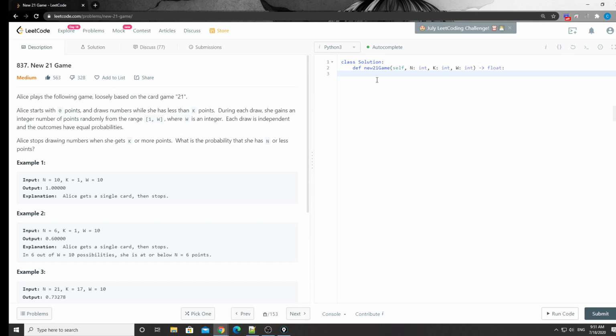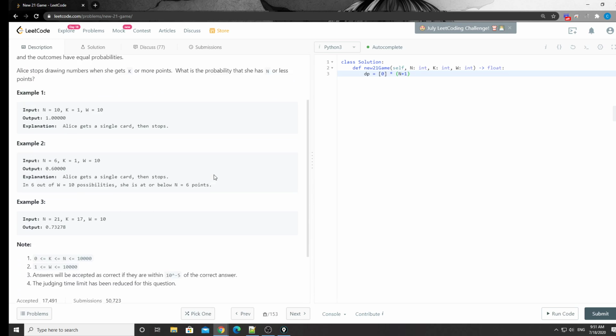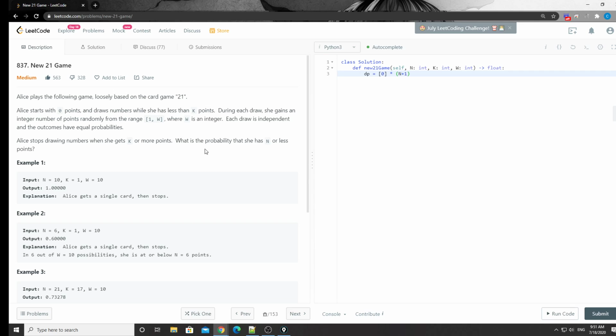So I'm going to create a dp here, dp of n plus 1 entries, because at the very most we need to calculate n's probability. Anything greater than n, we don't care about, because that's not what we need.